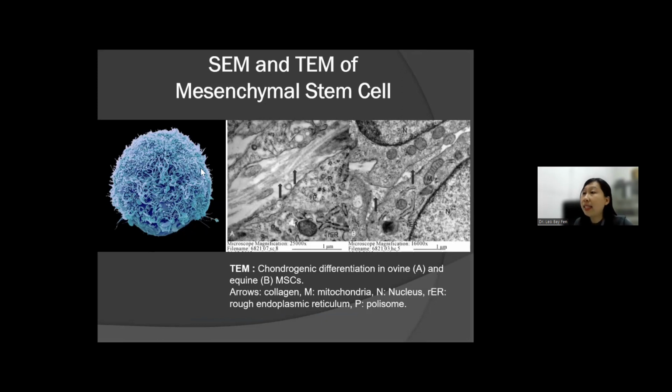Here shows an example comparison of SEM and TEM images. These are images of mesenchymal stem cells. With the SEM, you only see the outer surface of the stem cell, but using the TEM you can see the mitochondria here, the collagens, the arrow collagens here, the nucleus of the cells, and also the rough endoplasmic reticulum. So you can see the ultrastructure of the sample. Here shows the differences between the SEM and the TEM.